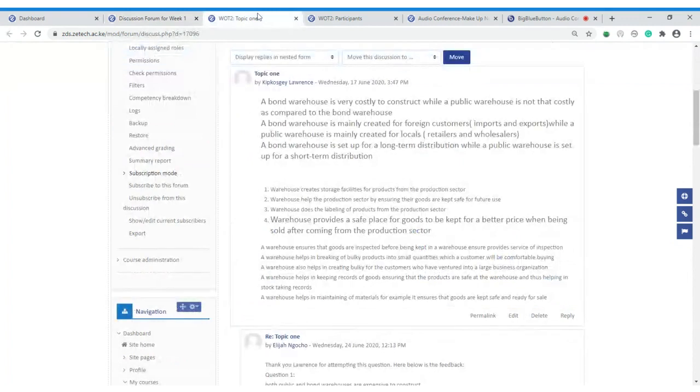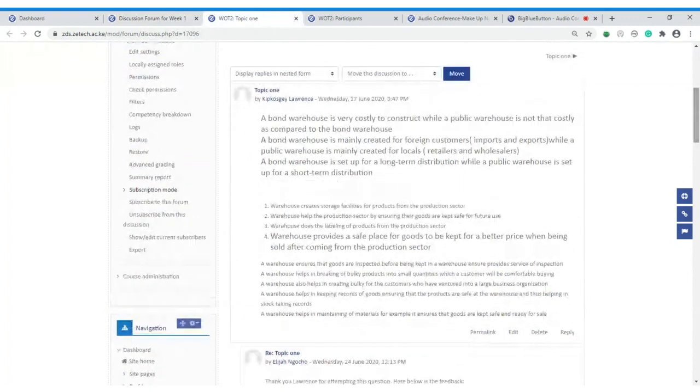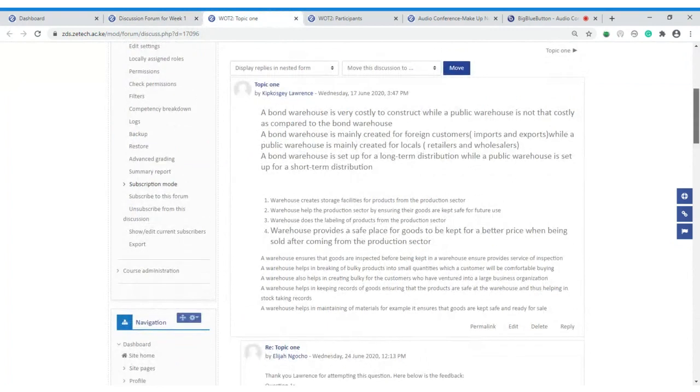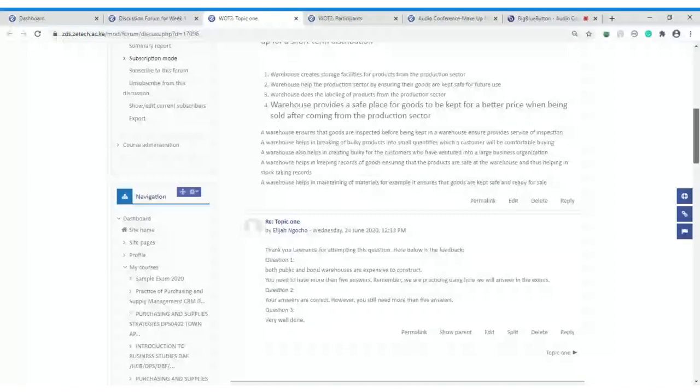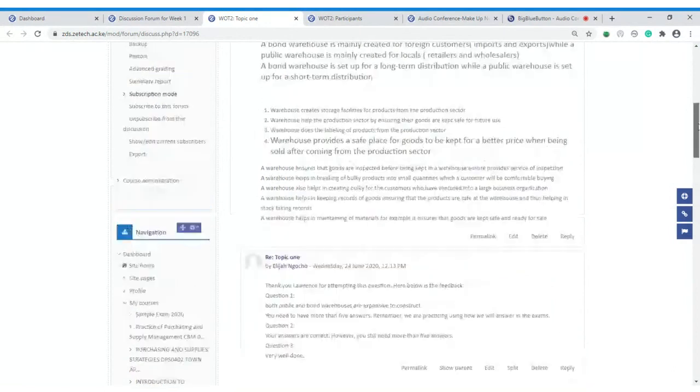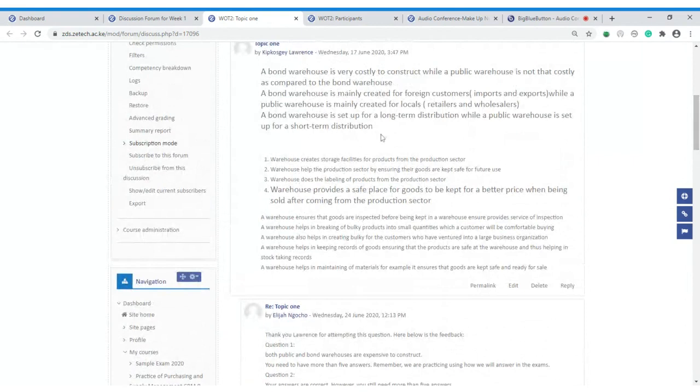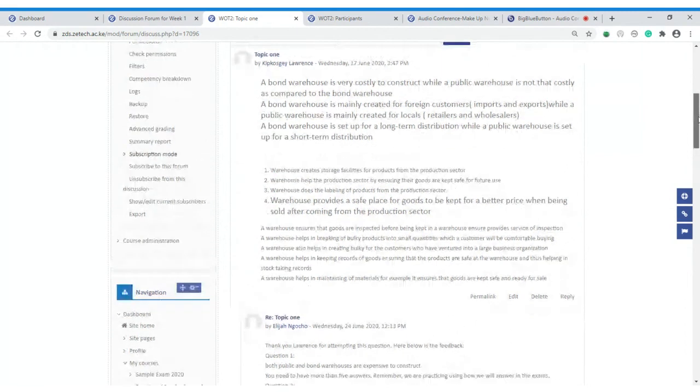Your answer is what you're looking at right now, that a bond warehouse is very costly to construct. My comment about that is that both public and bond warehouses are expensive to construct. Your answer is that a bond warehouse is very costly to construct, while a public warehouse is not that costly. I don't think that's correct.